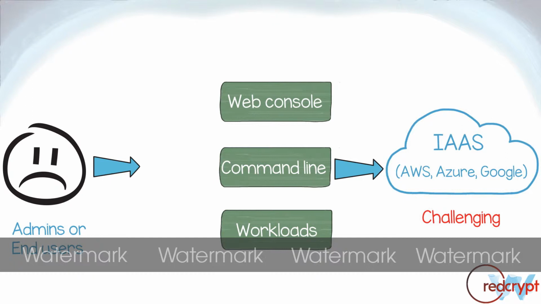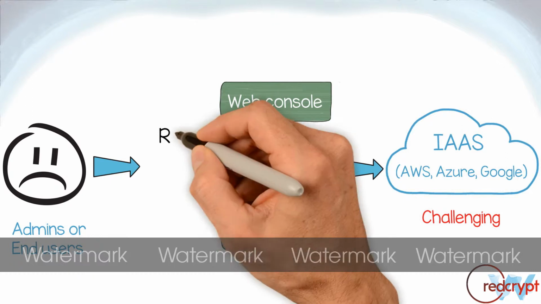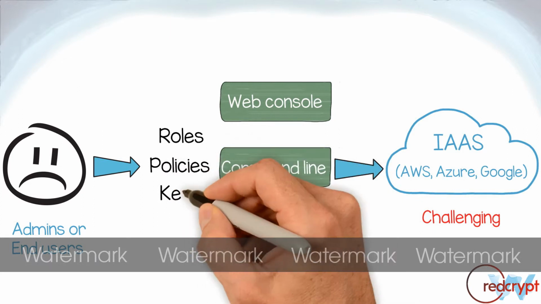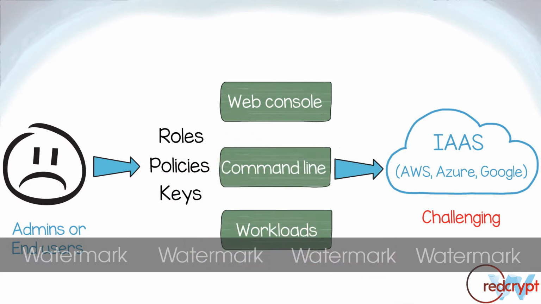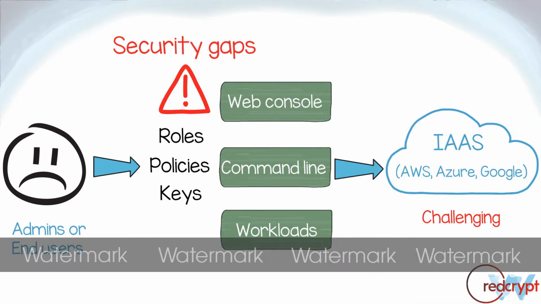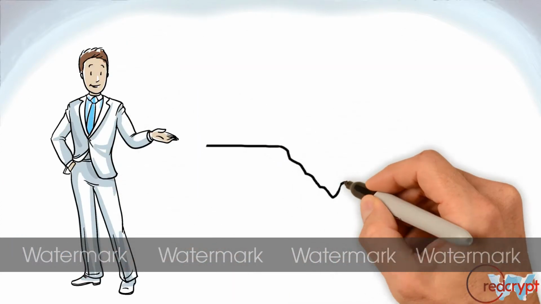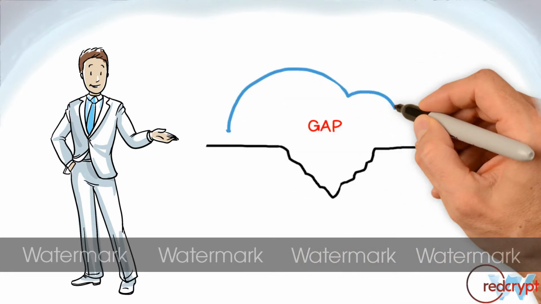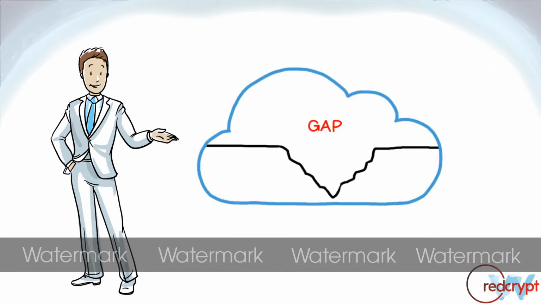Natively, these infrastructure providers provide constructs like rules, policies, and keys. The way in which these constructs are used by organizations results in a lot of security gaps. Let's take a look at what these gaps and challenges are with managing privileged access with cloud infrastructure providers.